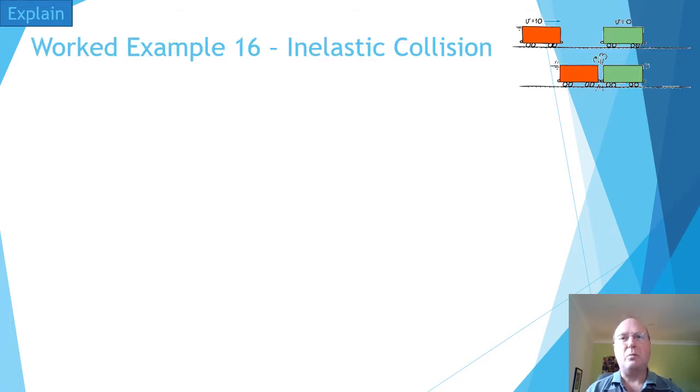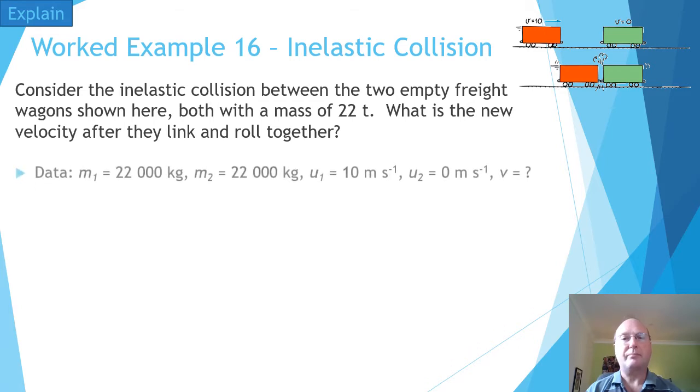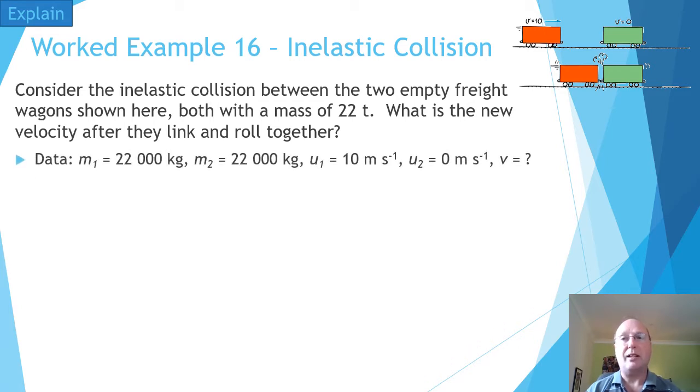And now it's time to look at a worked example of inelastic collisions. Consider an inelastic collision between two empty freight wagons, shown here as red and green, both with a mass of 22 tons. What is the new velocity after they link and roll together? And the data is m1 is 22,000 kilograms, m2 is 22,000 kilograms, both SI units. The initial velocity of the red is 10 metres per second, and the initial velocity of the green is 0 metres per second, and we want to work out their combined velocity after they link together.